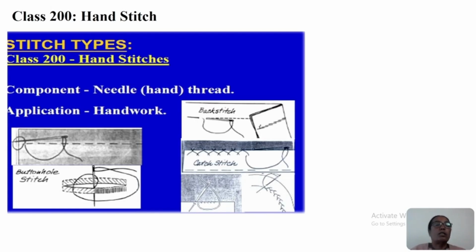These are class 200 hand stitch types: a back stitch, catch stitch. This one is a catch stitch, joining the two pieces of fabric together. A buttonholing with hand. Or this one is a basting type.